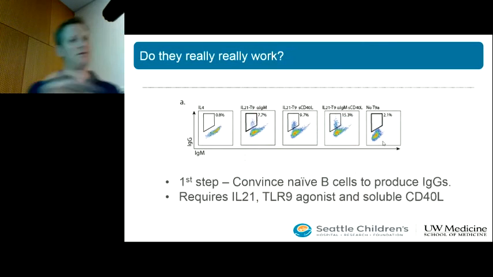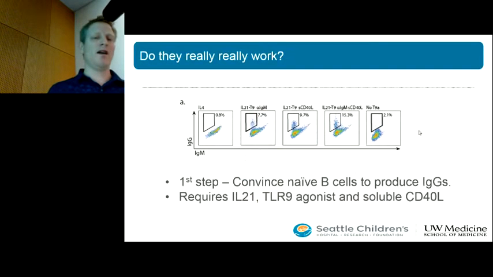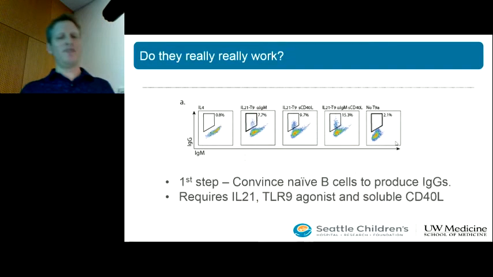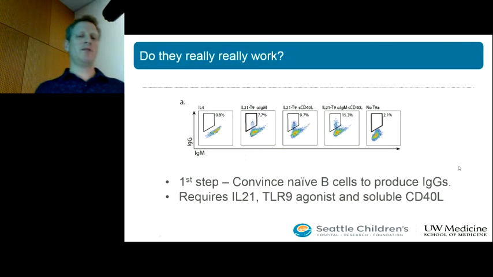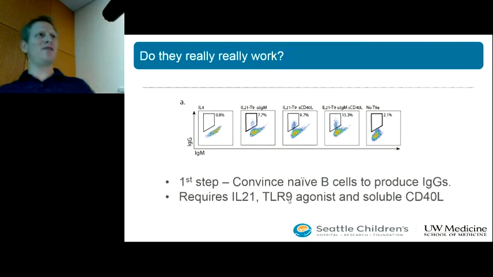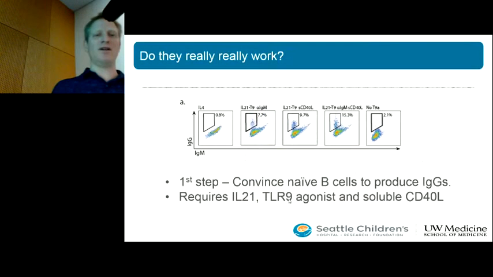So we take naive B cells, they are IgM positive, IgG negative, and we mix them with different cytokines. We leave them for 5 days, and then we stain them to see if they made IgG. And we know now that you can take IL-21, TLR9 agonist, which is an innate molecule for some reason. So I don't know if there is an innate and adaptive immune system anymore. I heard somebody call it the native immune system.